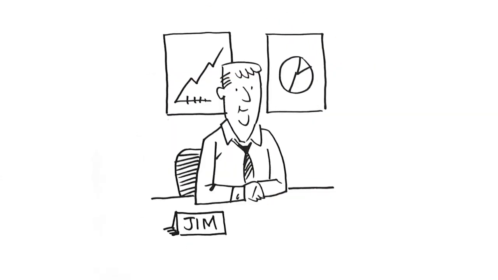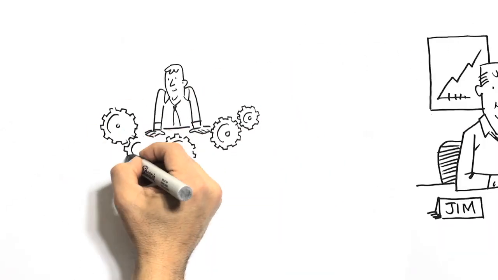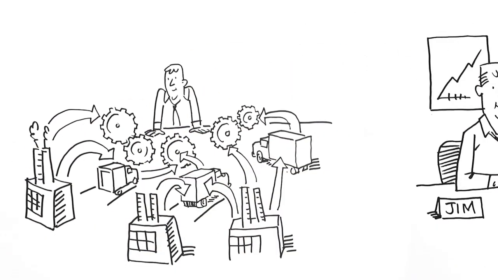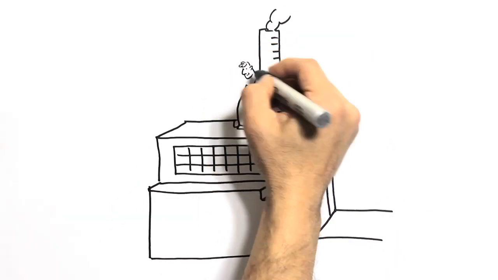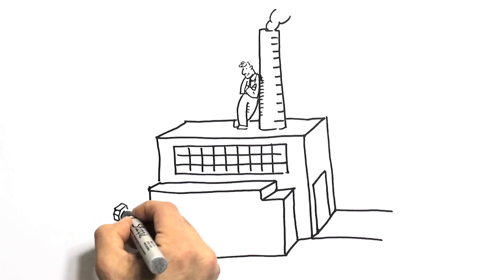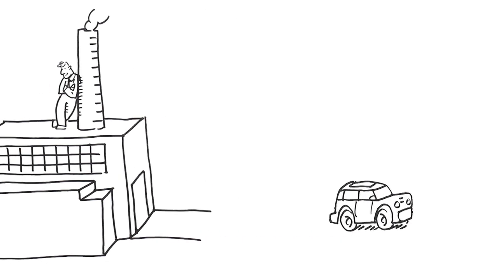Meet Jim. Jim works for a large original equipment manufacturer. Jim has a big job. He's responsible for his company's supply chain. In the old days, when his company made everything under one roof, things were pretty straightforward. Jim bought lots of raw material, negotiated a fair price, made parts, and shipped products.